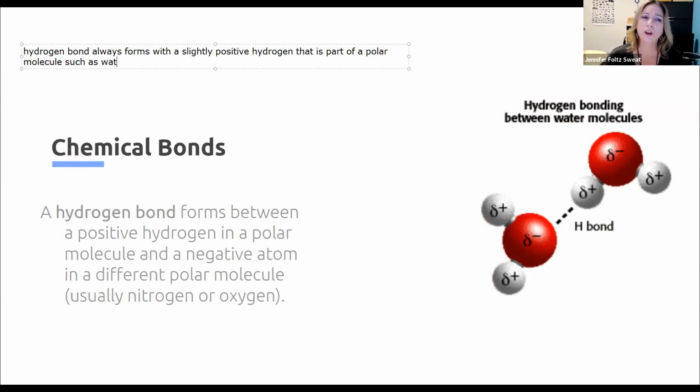This is pretty much what I just said, but if I write it down, it might make a little more sense. So you always have a hydrogen that is in a polar molecule. Remember, hydrogen is like a really weak magnet. If it's in a polar molecule, it means it has a slight positive charge.